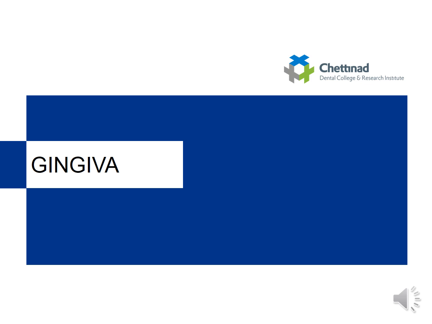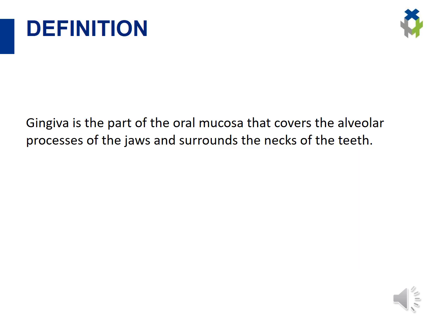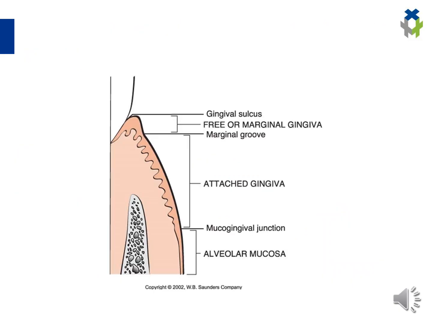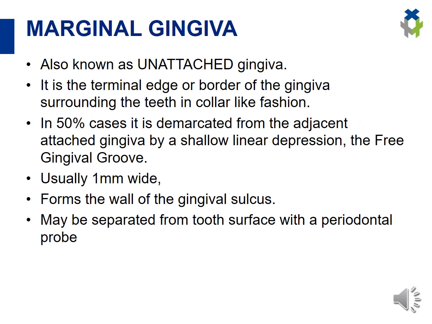A very good morning. The topic for today's discussion will be on gingiva. Gingiva is a part of oral mucosa that covers the alveolar process of the jaws and surrounds the neck of the teeth. It is divided anatomically into four parts: marginal gingiva, gingival sulcus, attached gingiva and interdental gingiva, as you can see in the picture. The marginal gingiva is also known as unattached gingiva.